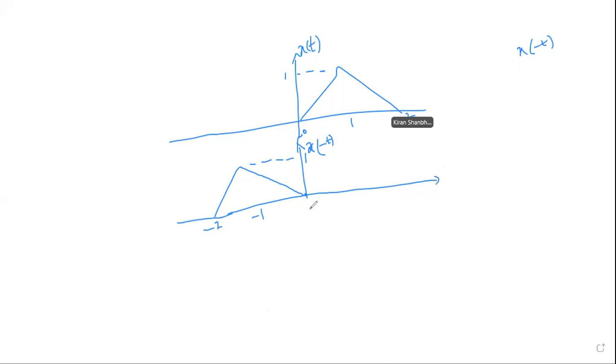Now, what if I would draw these two? What do I get? Adding these two, x of t plus x of minus t. What do I get? x of t plus x of minus t. Will somebody tell me?